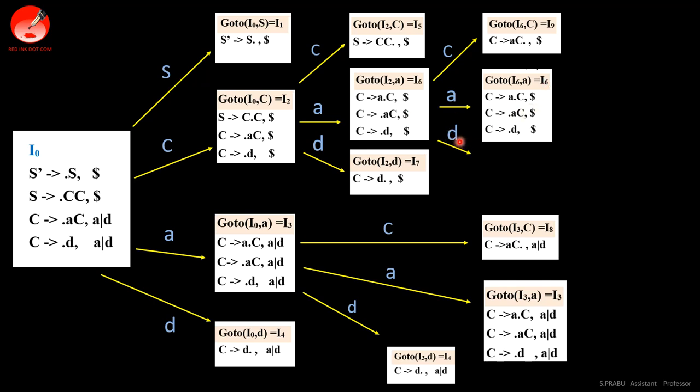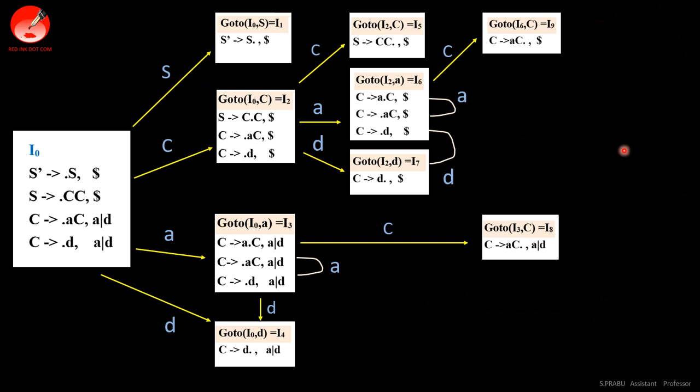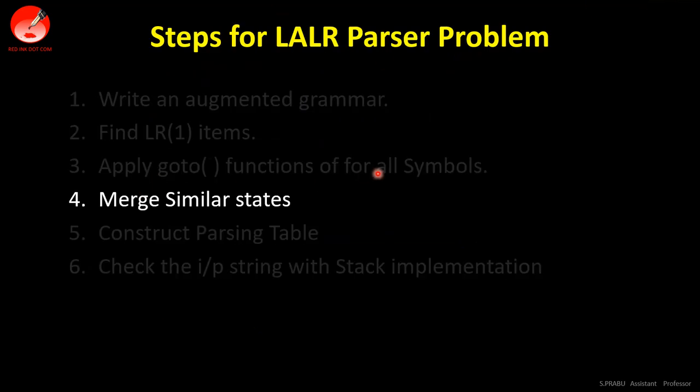When I apply small d in the set I6, I can get C tends to d dot, dollar. These two sets are similar, so I give the set name as I7. So goto functions for I6 are over. I7 is the end state, I8 is also an end state, and I9 is also an end state. So goto functions are over. Now I try to remove the same states present in this diagram. So this is the complete goto functions and the resulting states from the goto functions. So the third step is over.